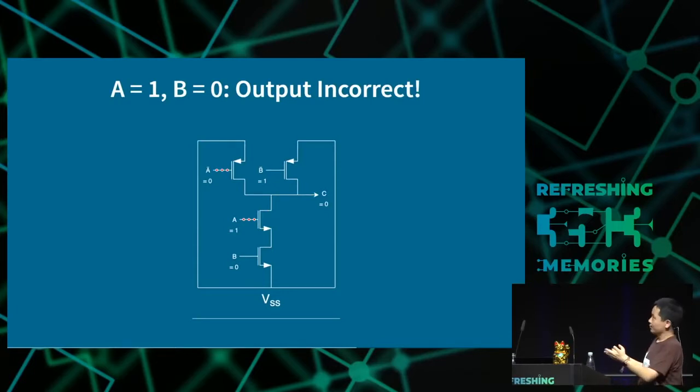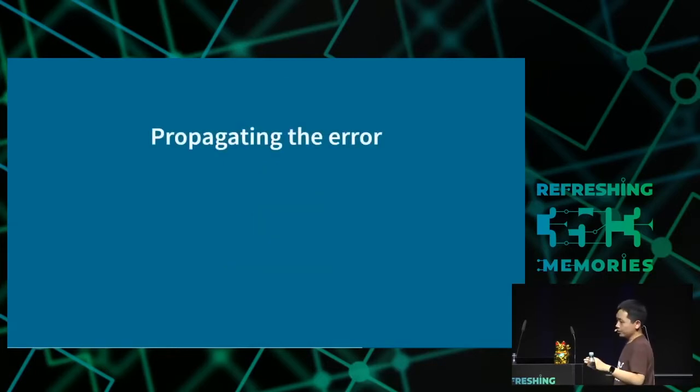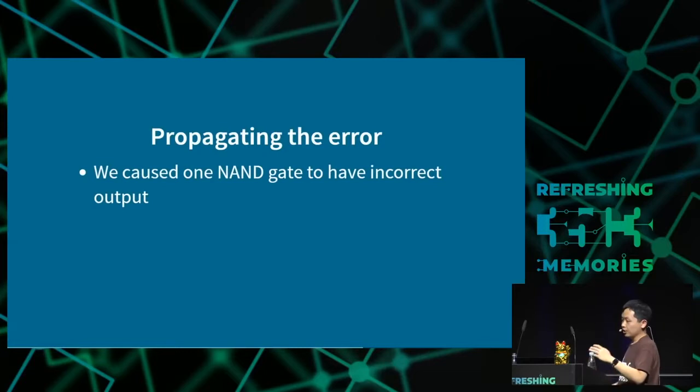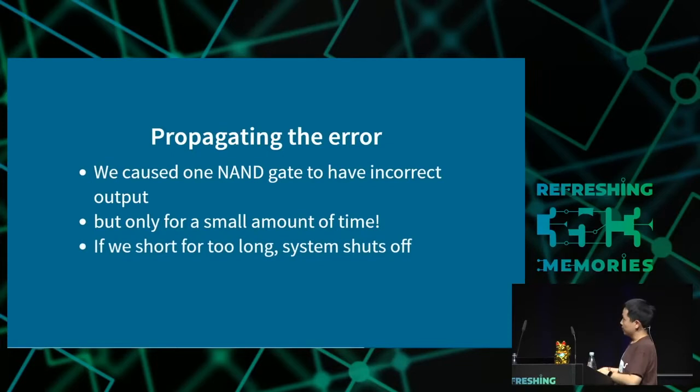and that is incorrect, right? Because 1 NAND 0 should be 1. However, here's the important part: you then have to turn it back on and restore the value. Otherwise, if you keep it off, all the transistors in the system are going to turn off, and your system just powers down, and you can't do anything useful. So the key here is that we have an incorrect output, but only for a small amount of time, because we can't get away with leaving it off for too long.